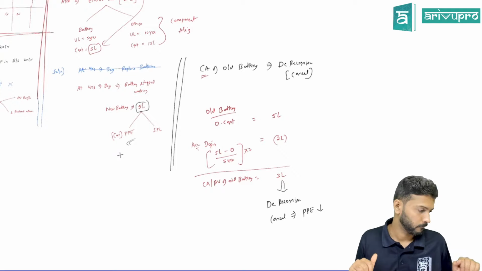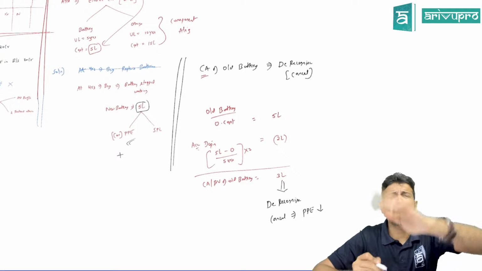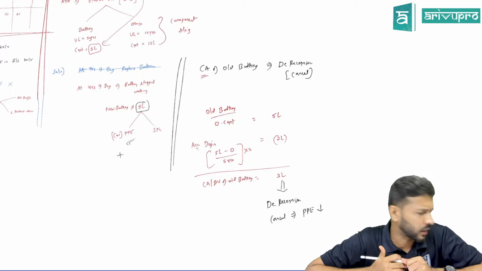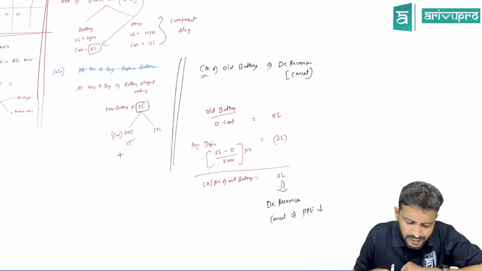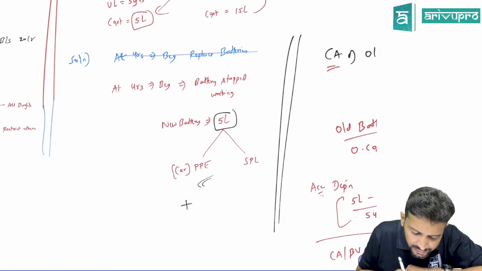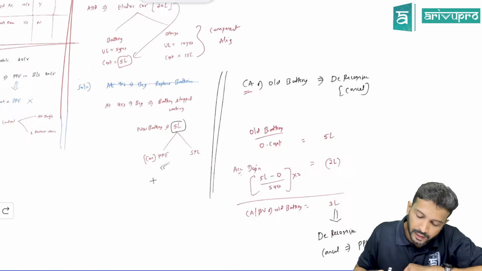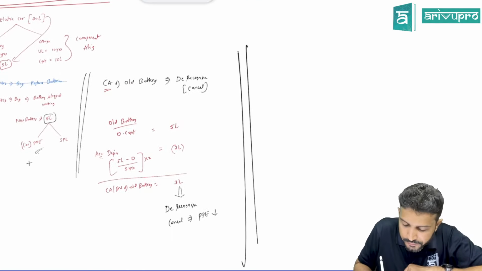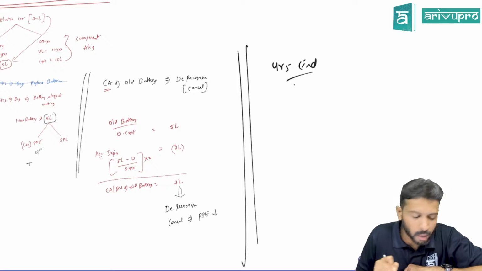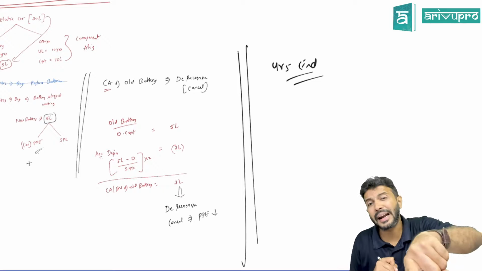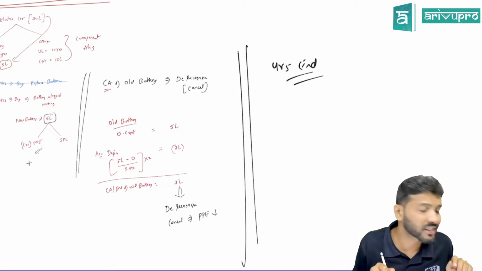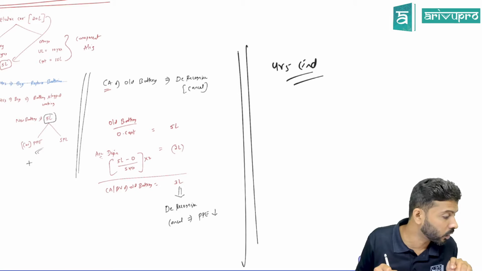Done? Okay, they're saying got it. Suppose, let me modify this example. Suppose I bought the new battery not at year 3 beginning, but at the end of 5th year. If I modify this example and replace the battery at the end of 5th year, then what do you do?